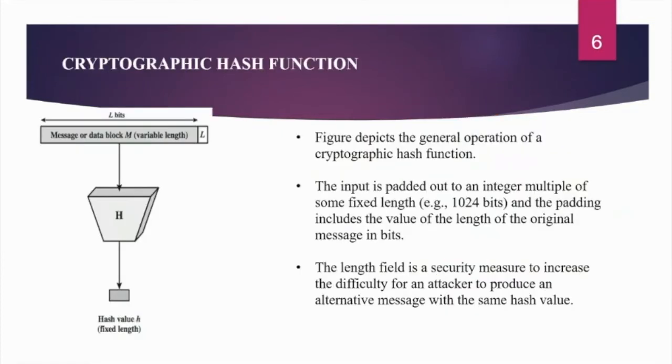So this is a figure which depicts the general operation of the hash function. We have a message of any number of bits, let's say m bits. Now this message can undergo a hash function which will condense the message into a fixed length hash value. And this is also called a message digest.